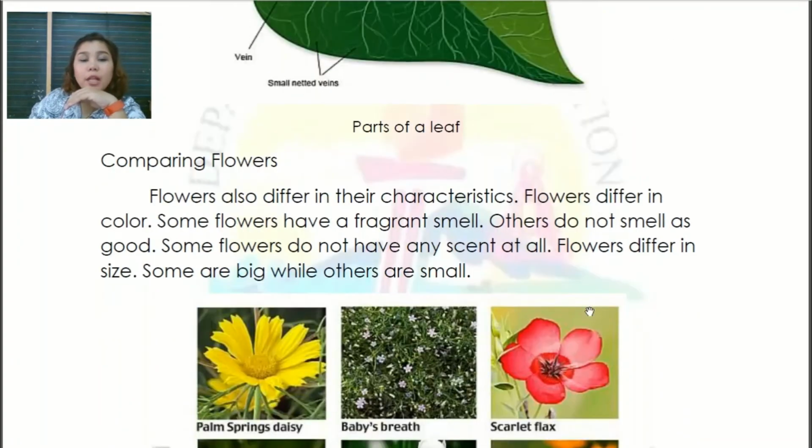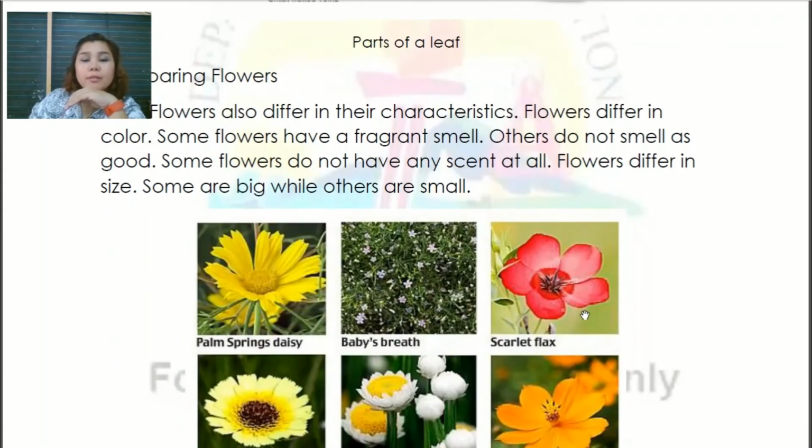So, how about the flowers? So, comparing flowers, we have here different examples. So, flowers also differ in their characteristics. So, flowers differ in color. Some flowers have a fragrant smell. Others do not smell as good.